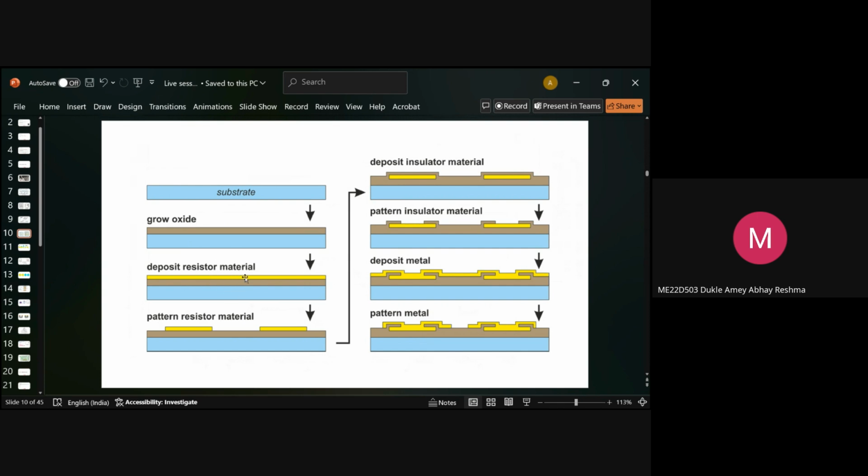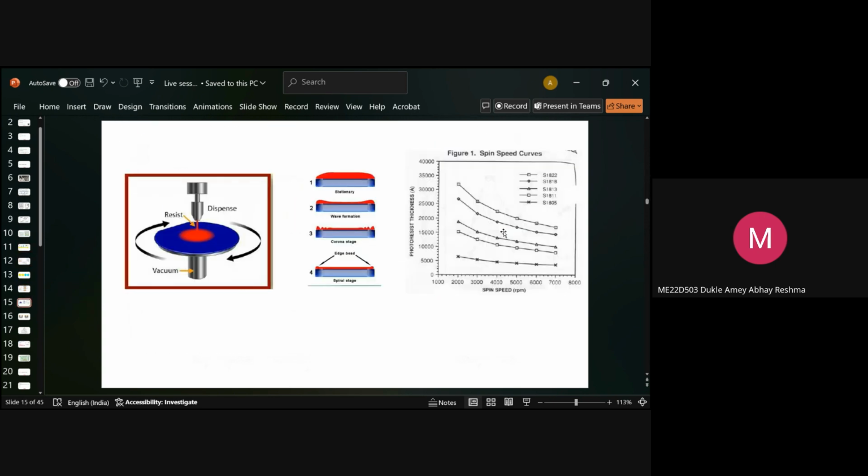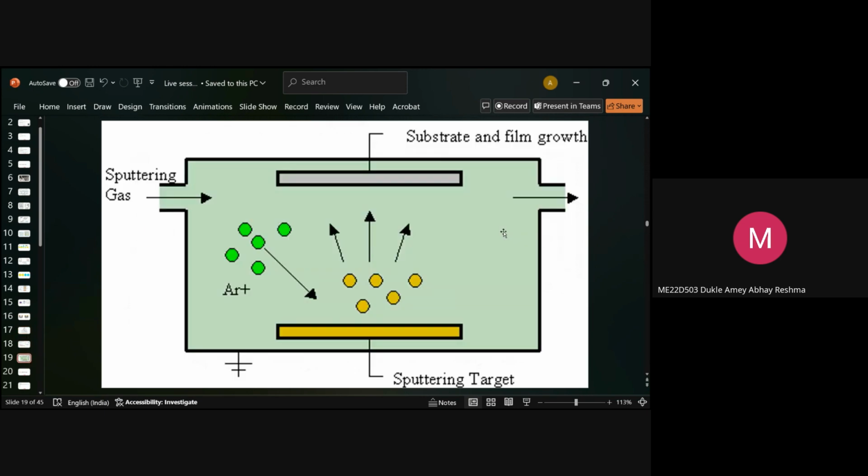As I showed, the wafer will be kept on the vacuum chuck, and you will deposit the resin. Then, to pattern the resist material, as I told you, it will be a photolithography process. You'll have a mask, and then there will be hardening and washing out. Now we come to the next part, which is the deposition of the insulator material.